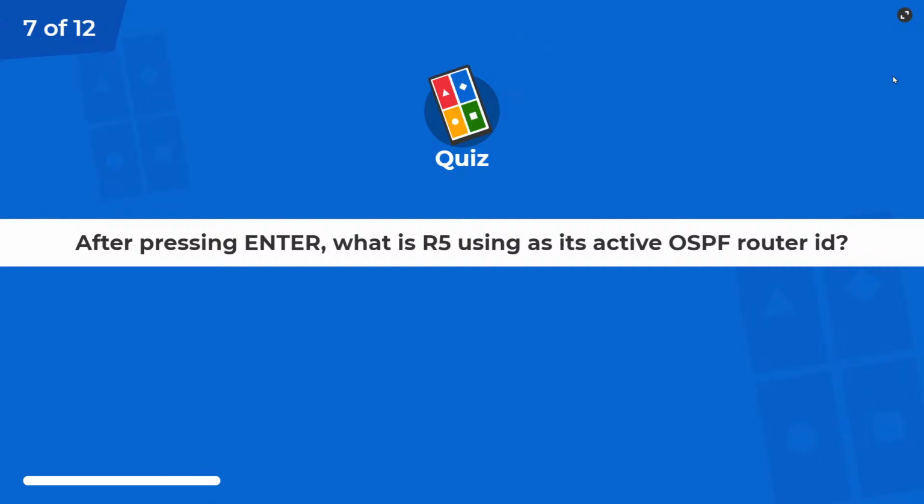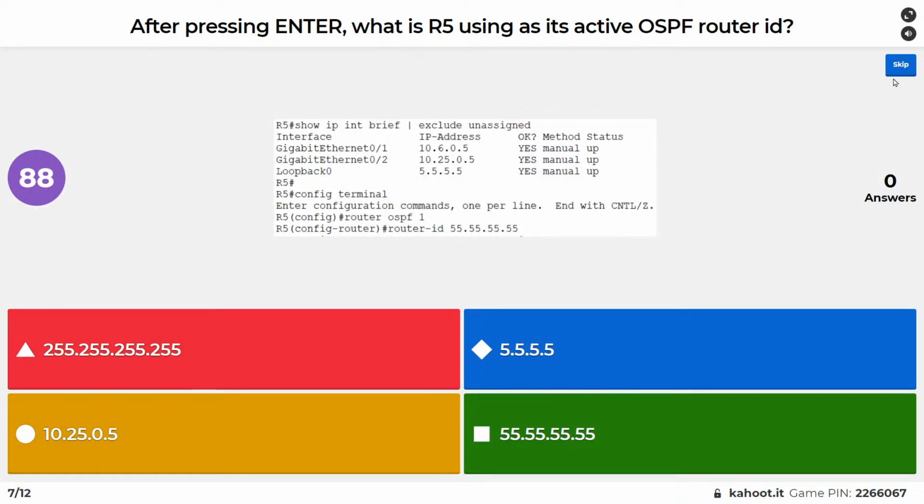All right, after pressing enter in this upcoming diagram, what is R5 going to be using as its active OSPF router ID? And I want to thank Dave yesterday in the office hour for bringing up a few great questions, which gave us an opportunity to elaborate. Then I created this question based on Dave. So, Dave, thank you.